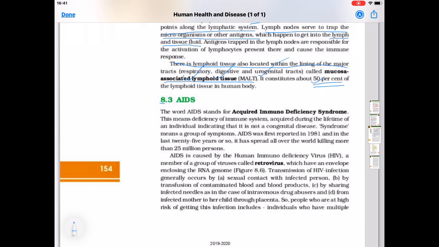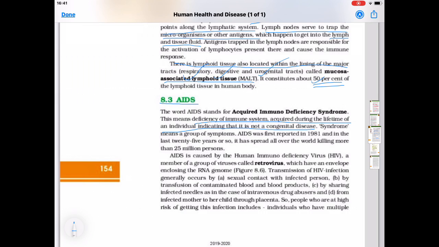Next topic is AIDS. The word AIDS stands for Acquired Immunodeficiency Syndrome. This means deficiency of the immune system acquired during the lifetime of an individual, indicating that it is not a congenital disease. Congenital means from birth. Syndrome means a group of symptoms. In this, some symptoms appear because of the deficiency of the immune system.